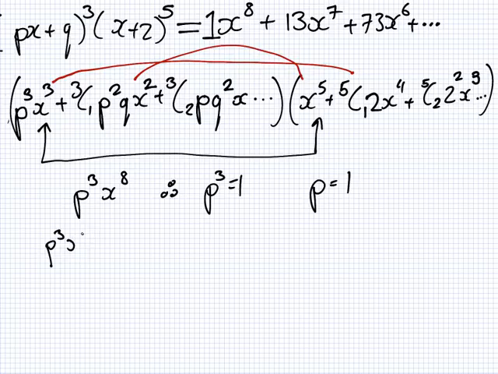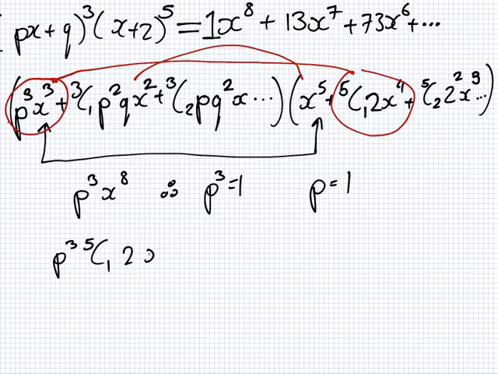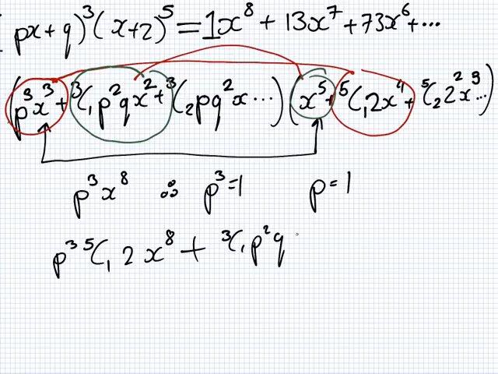There's another 5 and 2. Oh, hang on. Yeah, sorry. I need more colours. This one times this one is what I'm doing next. So that's p cubed 5C1 2x^8 plus, and then this one times this one, plus 3C1 p squared q x^8, and I wrote 8, of course. I meant to write 7, x^7.